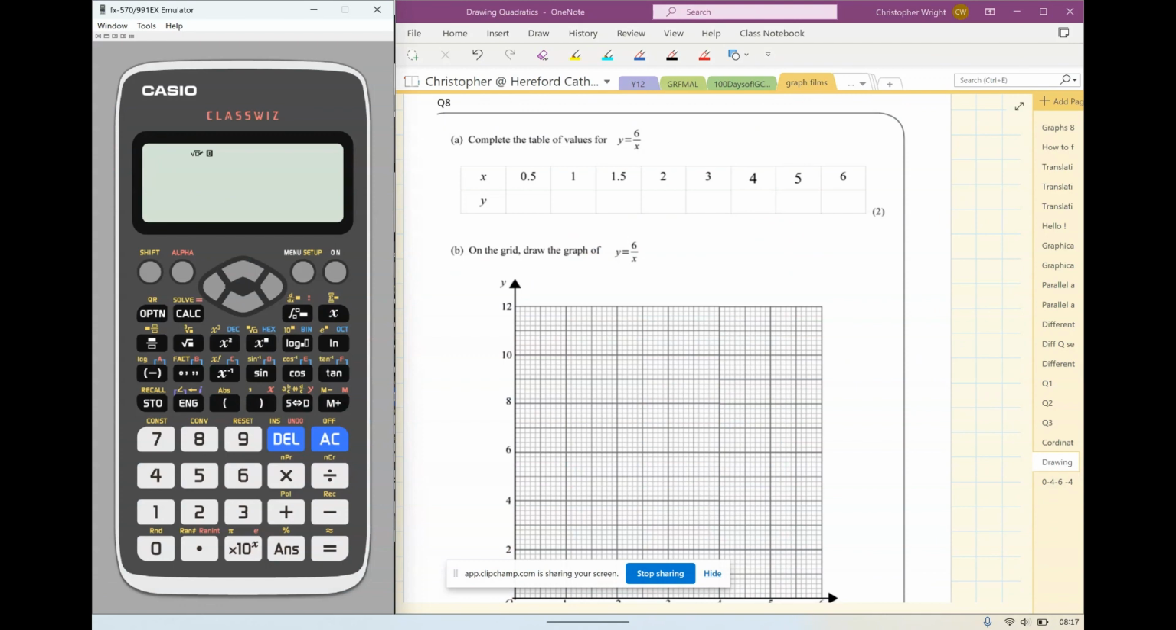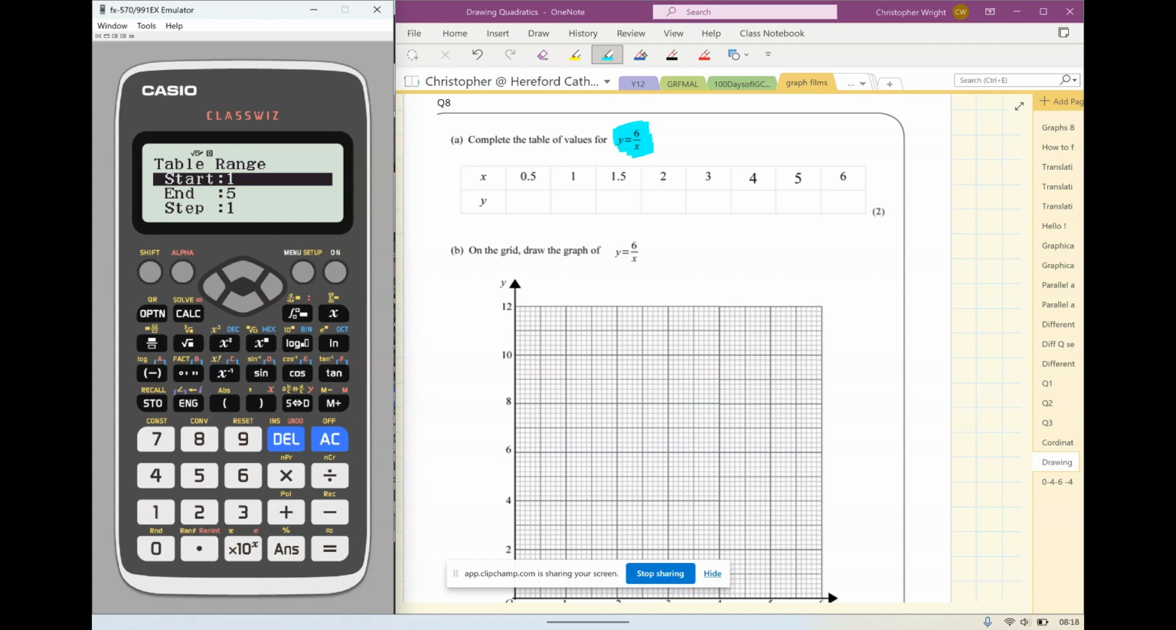Question 8. Complete the table of values for this function here, y equals 6 over x. So this is a reciprocal function, doesn't make any difference. I put it in my calculator in the same way. So I'm going to choose the table mode. Now f of x this time is 6 over x. So I press my fraction button, 6 over and alpha close bracket to put x as the denominator. Check I put in the function correctly before I carry on. Equals. I don't need a second function.